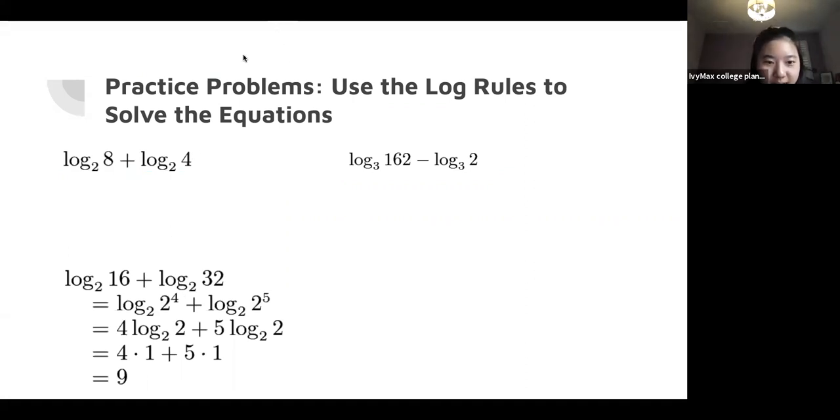Don't worry about the last question here. So when you have add, that means you multiply those together. But first, you can see that here and here, you can change to the same number, which is log base 2 to the third power, and then plus log base 2 to the second power.